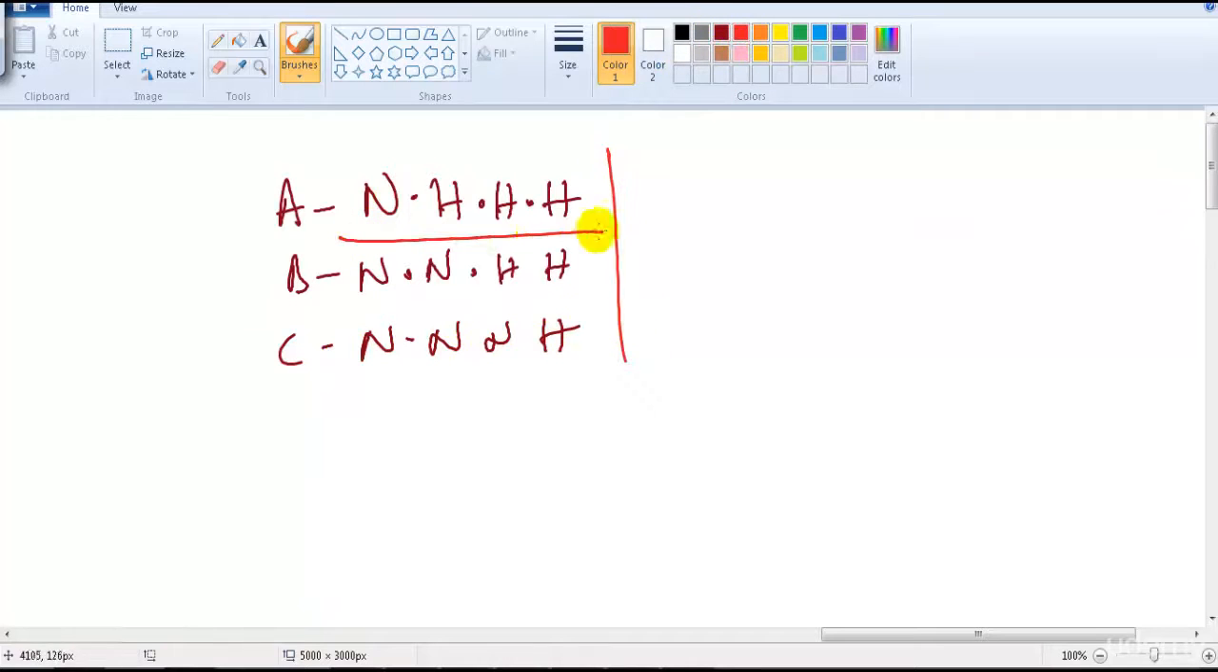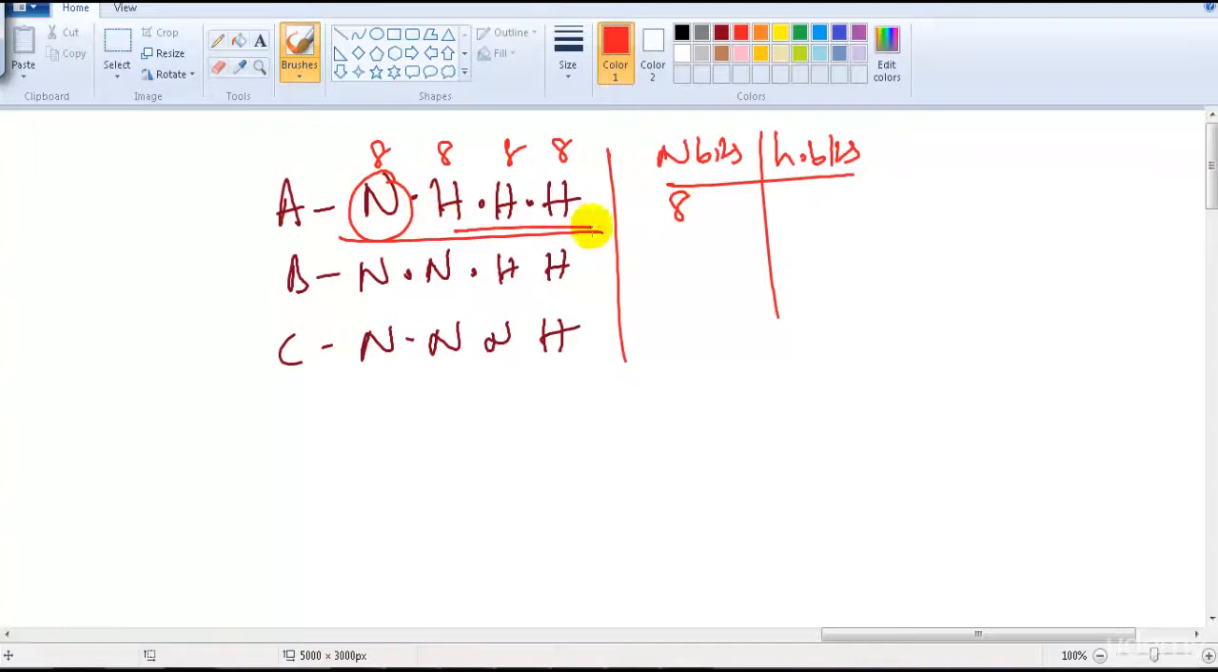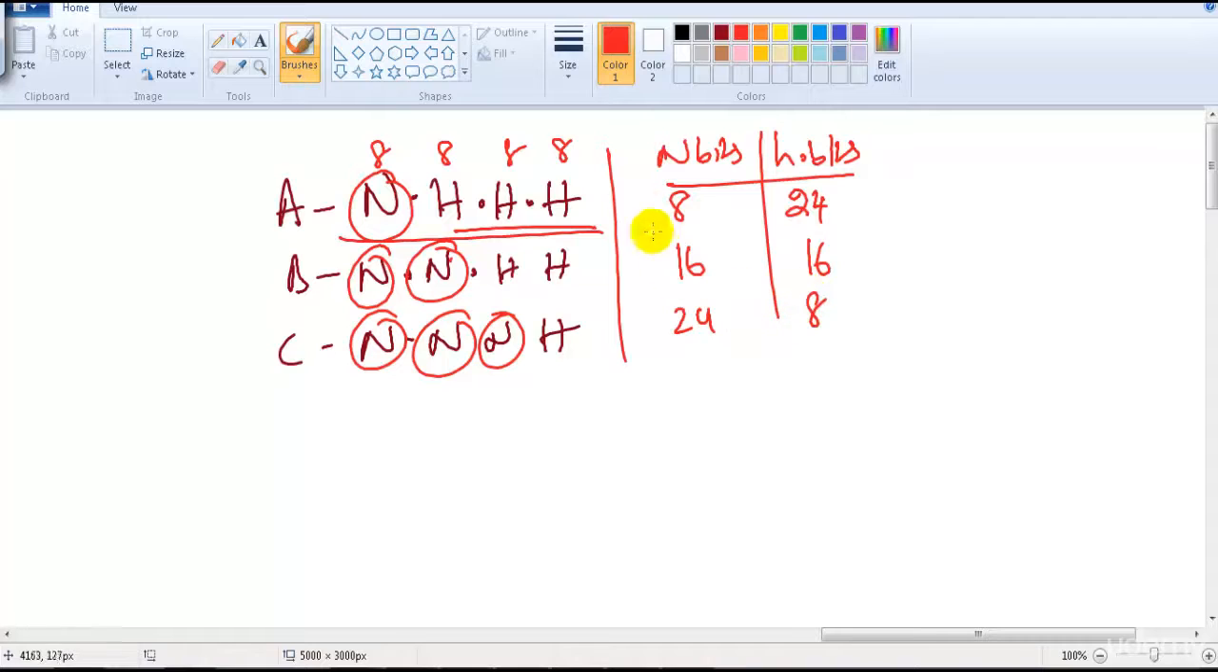So if you write them in bits, each portion is having how many bits? 8 bits. So if I write them in network bits and host bits, how many network bits and how many host bits? So network bits will be 8 and the host bits will be how many? 24. So 8 plus 8 plus 8. And in the B class, we have 16 network bits and 16 host bits. And in the C class, we have 24 network bits and 8 host bits. So this is the default bits table we have in A class, B class and C class.